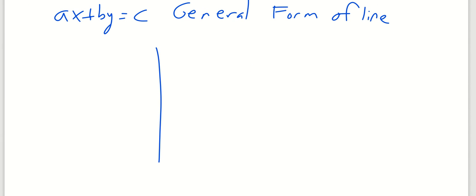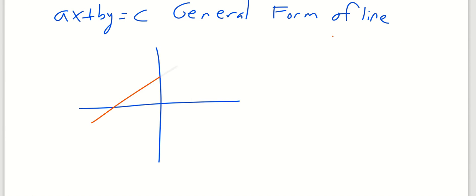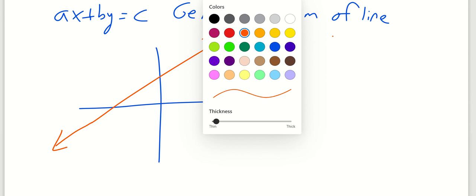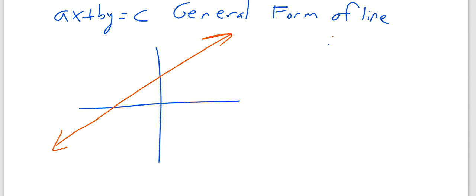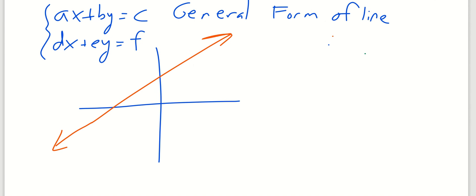So if I were to graph this, let's suppose we have a graph right here. We know that its graph is going to end up being some kind of straight line like this. If we have a 2 by 2 system, we're going to have a second line like this. Let me call it dx plus ey equals f. So there's going to be some second line that's going to be a part of our system. Maybe I'll graph it in green.